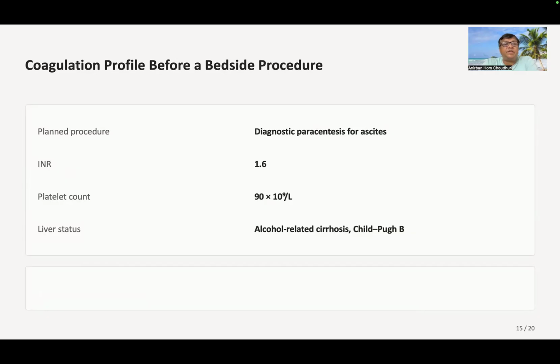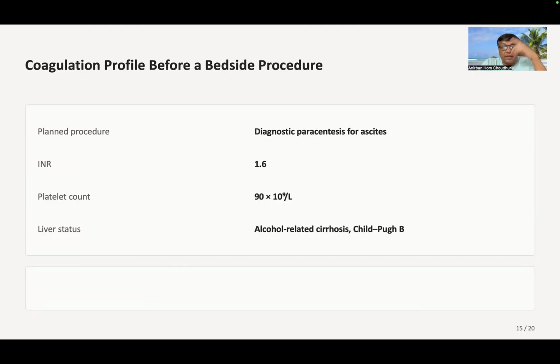Next, consider the patient's coagulation profile before a bedside procedure planned the following day, a diagnostic paracentesis for ascites. The INR was 1.6. The platelet count was 90,000.